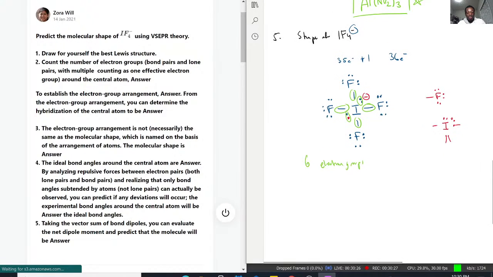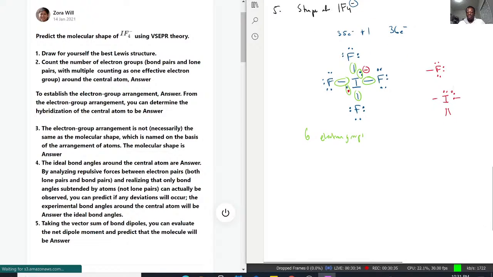And now, to establish electron group arrangements and then answer, from the electron group arrangement, you can determine the hybridization of the central atom to be, in this case, because we have 6 electron groups, a hybridization of sp3, that's 4, d2. The reason why: think of the s as having 1 coefficient, so it'll be like s1, but we don't really ever say that, it's just s. So that'd be 1, 2, 3.